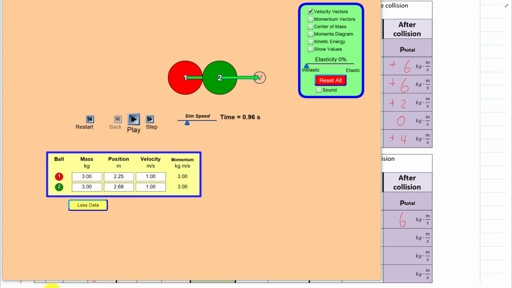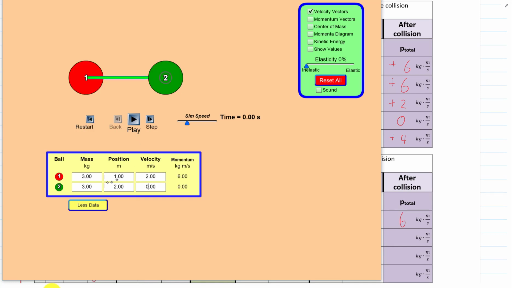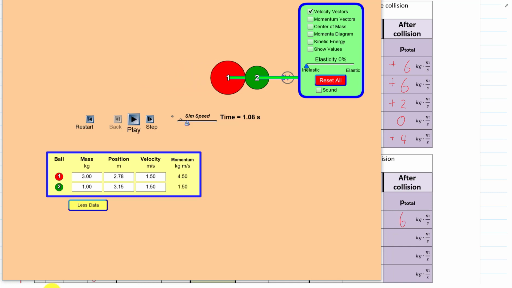Let's go 3, 2, 1, 3, 2, 1, 0. So this total momentum is 6, this total momentum is 0. So the total is 6. Afterwards, we want the total to be 6 as well. So what do we do? What do you think is going to happen? 2/3? No. 3/2. 1.5 each.